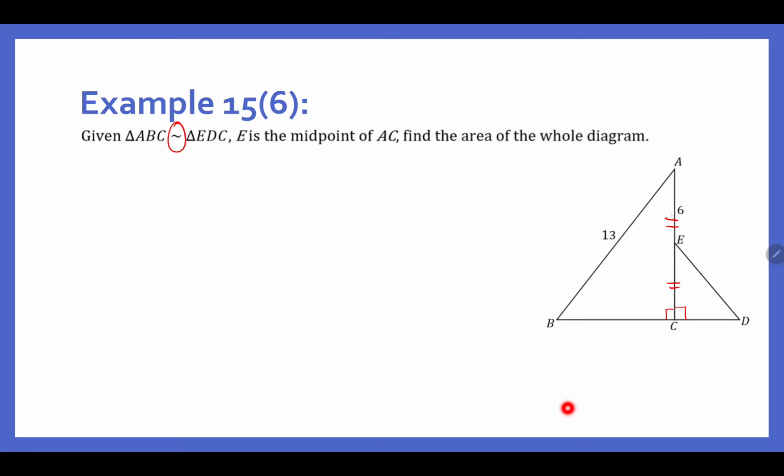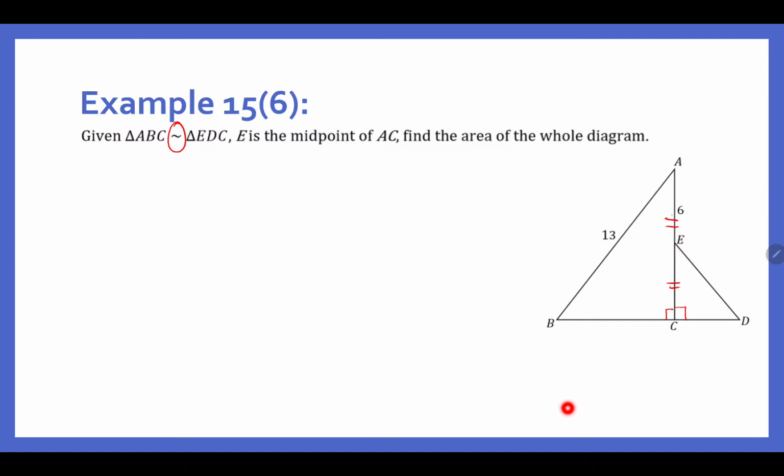So we need to find the area of the whole diagram, which mean we need to find the area of each triangle and then total up lah dua-dua punya area. Okay, so since each of this triangle is right angle triangle, so we will use the first formula, which is 1/2 times height and times with the base.